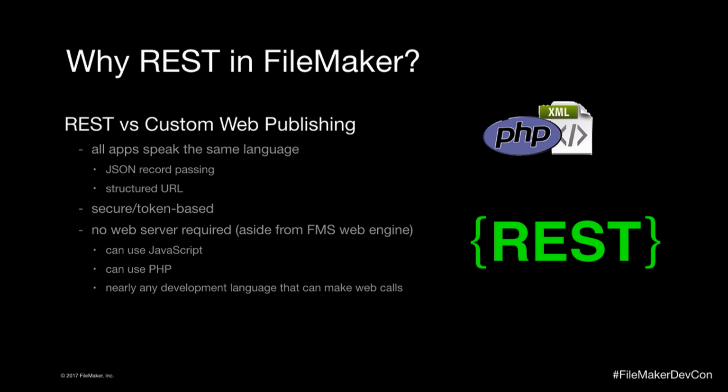A lot of it has to do with speaking the same language, so that outside developers who don't know FileMaker can start talking to FileMaker. There's an API that is immediately recognizable by anybody who's ever used REST. We're passing records with JSON. It's a structured URL. It's more secure because we're token-based, which means that you never pass user information in the URL. You're not passing records in the URL. Everything happens in the header and in the data portion of your records.